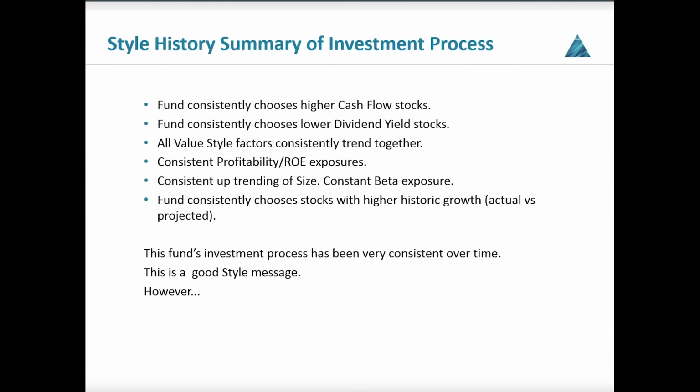So again, just in summary, the fund consistently does choose higher cash flow. It consistently chooses lower dividend yield. All the value factors are trending together, and then we have consistent profitability and the consistent uptrending of the market cap factor. So overall, this fund's investment process has been very consistent over time. It's very much in line with this description. This could be a good style message.